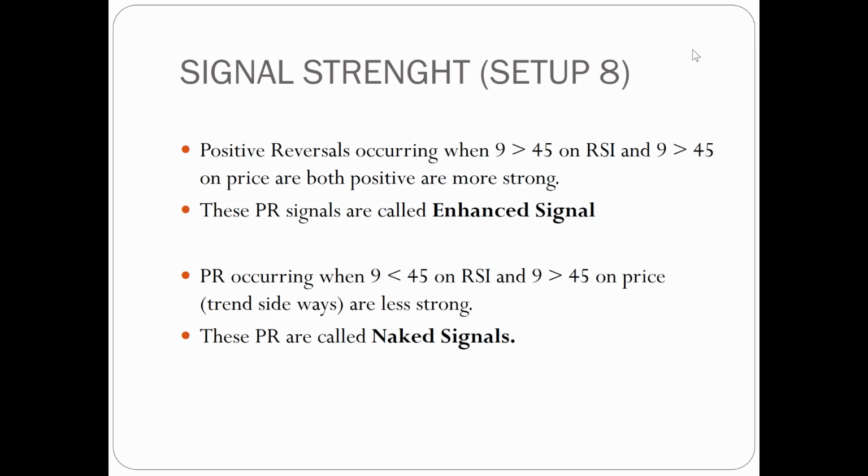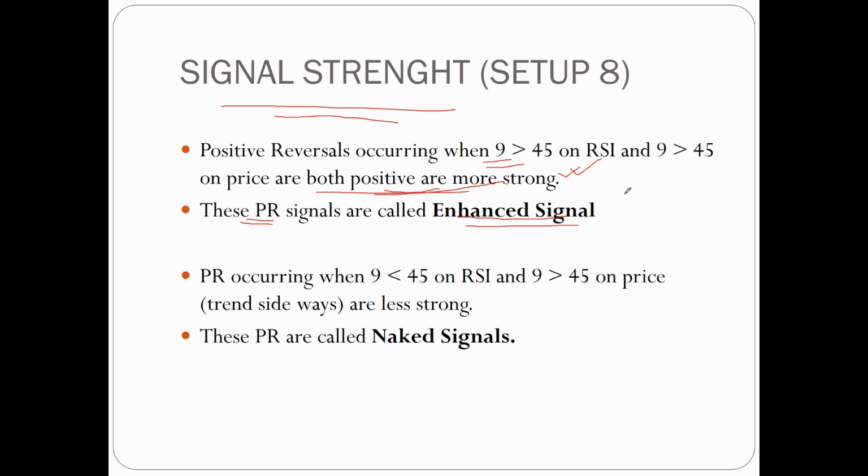Now positive reversals, enhanced signal strength. Previously we have learnt about the 9 and the 45 EMA settings and SMA settings. Now how will we use it? Positive reversals that occur when the 9 is greater than 45 on RSI and the 9 is greater than 45 on the price, both are positive, are stronger. This positive reversal is called an enhanced signal.